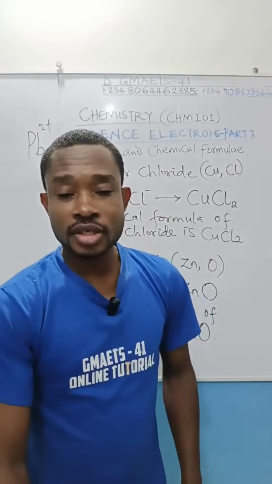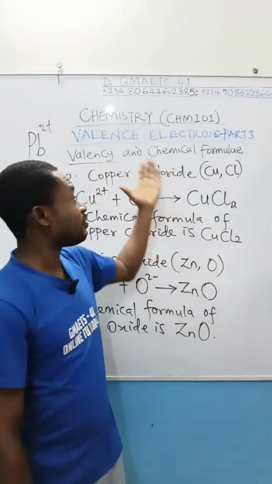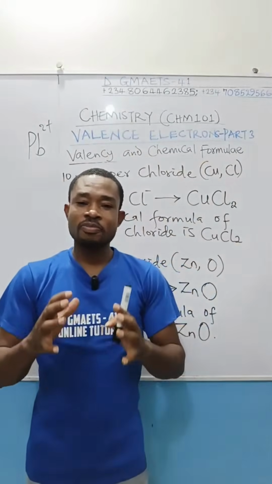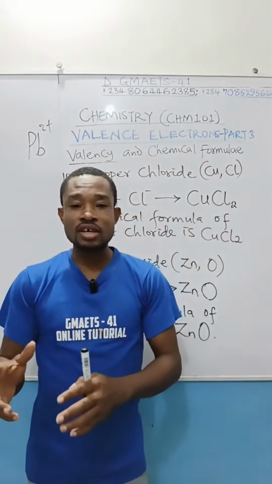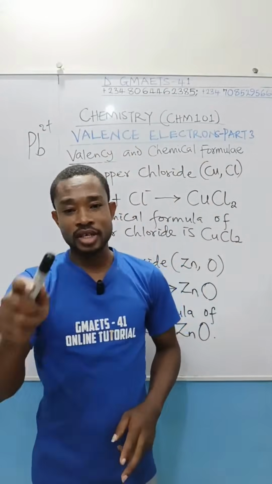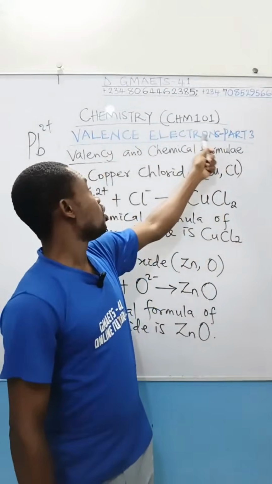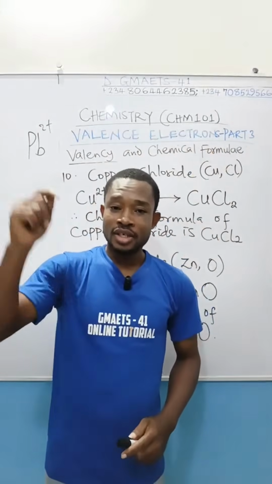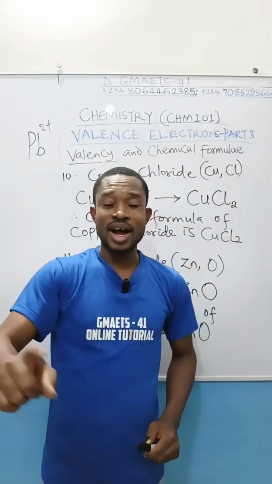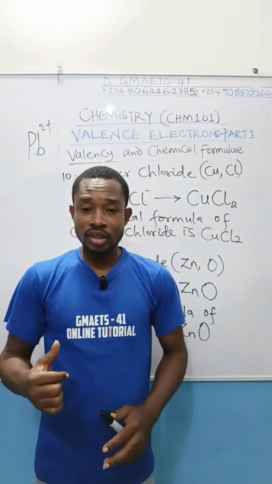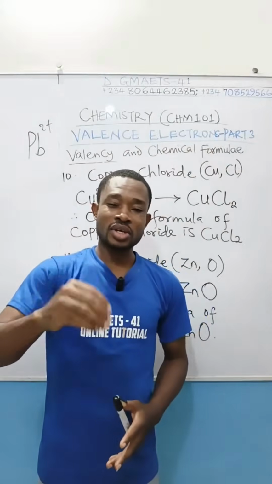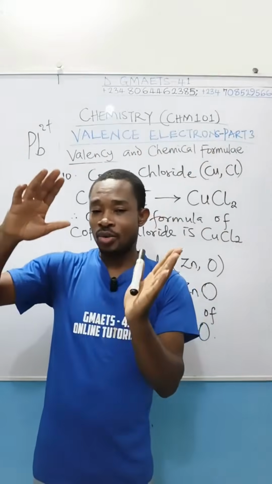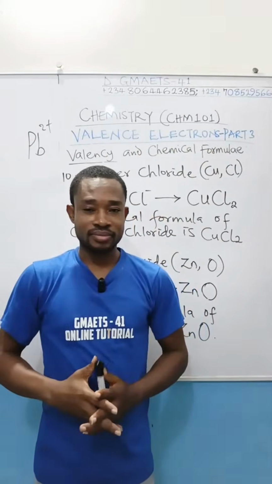Make sure you study this part 3 of our valence electron, which is valency and chemical formulae. If you still have problems with how to get the valency of elements and radicals, please go back to part 2 of valence electrons on this platform under our live class section. The video is already available after our live class last week Wednesday. So take it so you can learn valency of our elements and valency of our radicals.